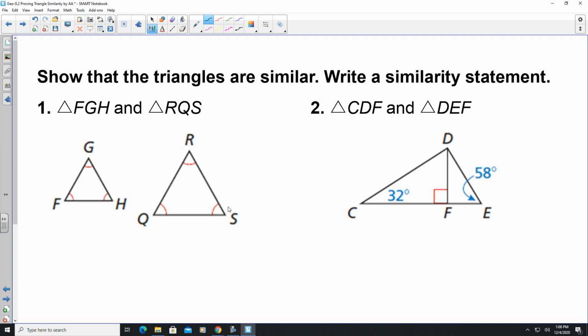Here it says show the triangles are similar, right? It's very similar to examples A and B on the previous page. If you have questions on it, please leave me a comment. I'm more than happy to solve those problems.